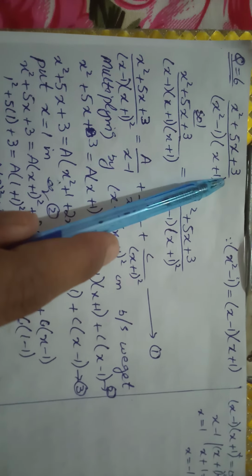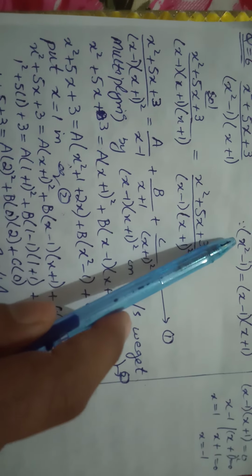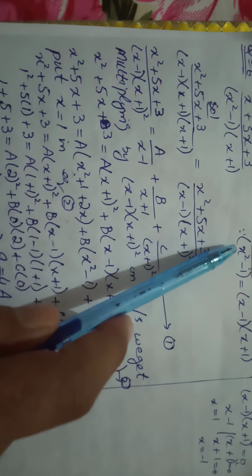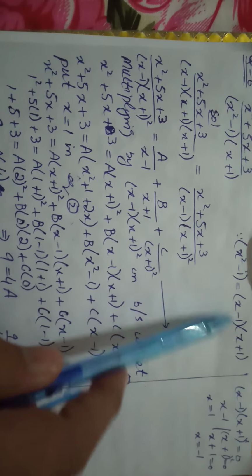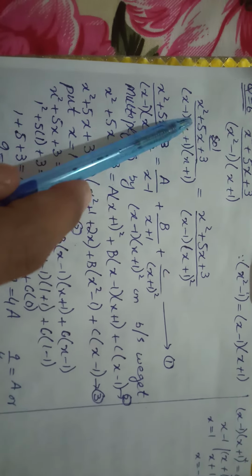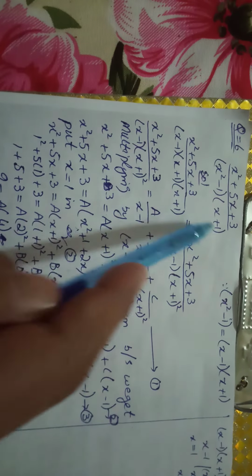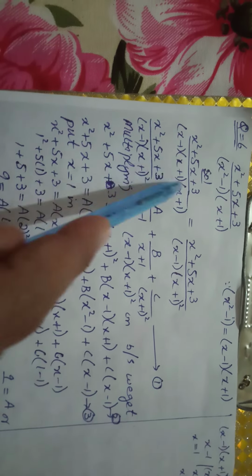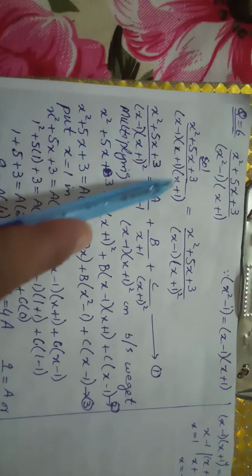x square plus 5x plus 3 over x square minus 1 into x plus 1. We know the formula a square minus b square. So here this is x square minus 1 square. It will give us x minus 1 into x plus 1 by the formula of a minus b into a plus b. Here we can write this formula that x minus 1 into x plus 1 into x plus 1, this will be the same part. Here it will come from the formula. So x square plus 5x plus 3, x minus 1 is single, x plus 1 will be the square of x plus 1.